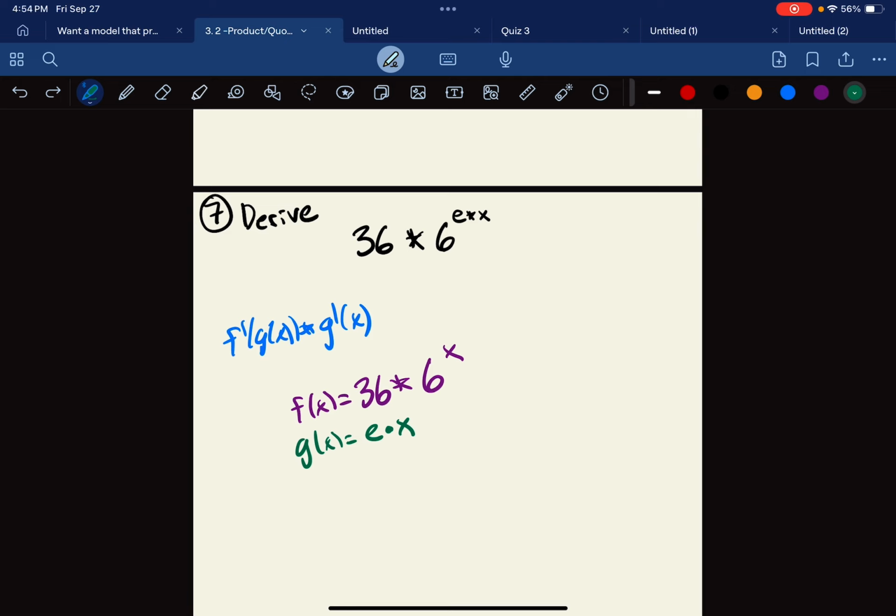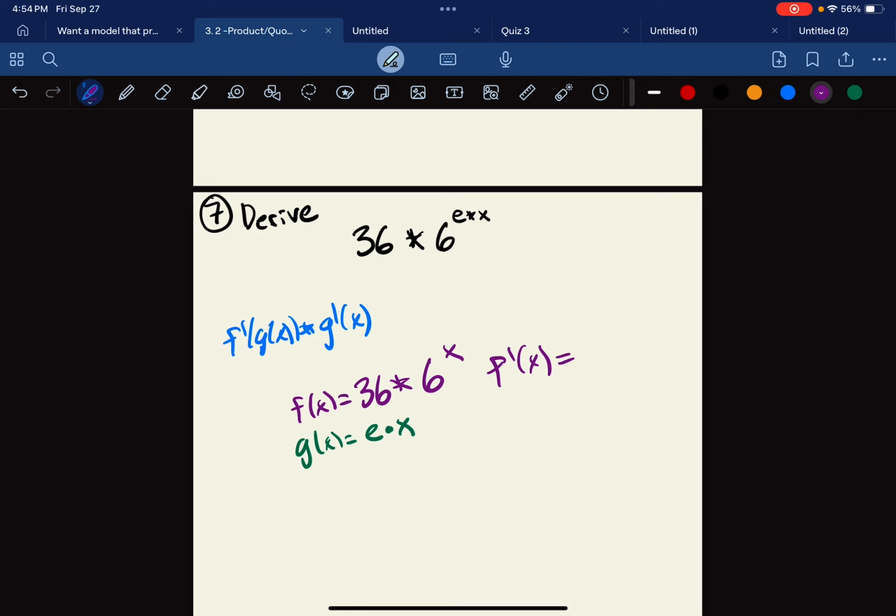And the issue is we can't just take the derivative of this, right? Because there's an x in the exponent. So we don't really know how to just do that without this being simple. But we know how to take the derivative of this, and we know how to take the derivative of this. So the chain rule offers a cool way to figure out how to do that.